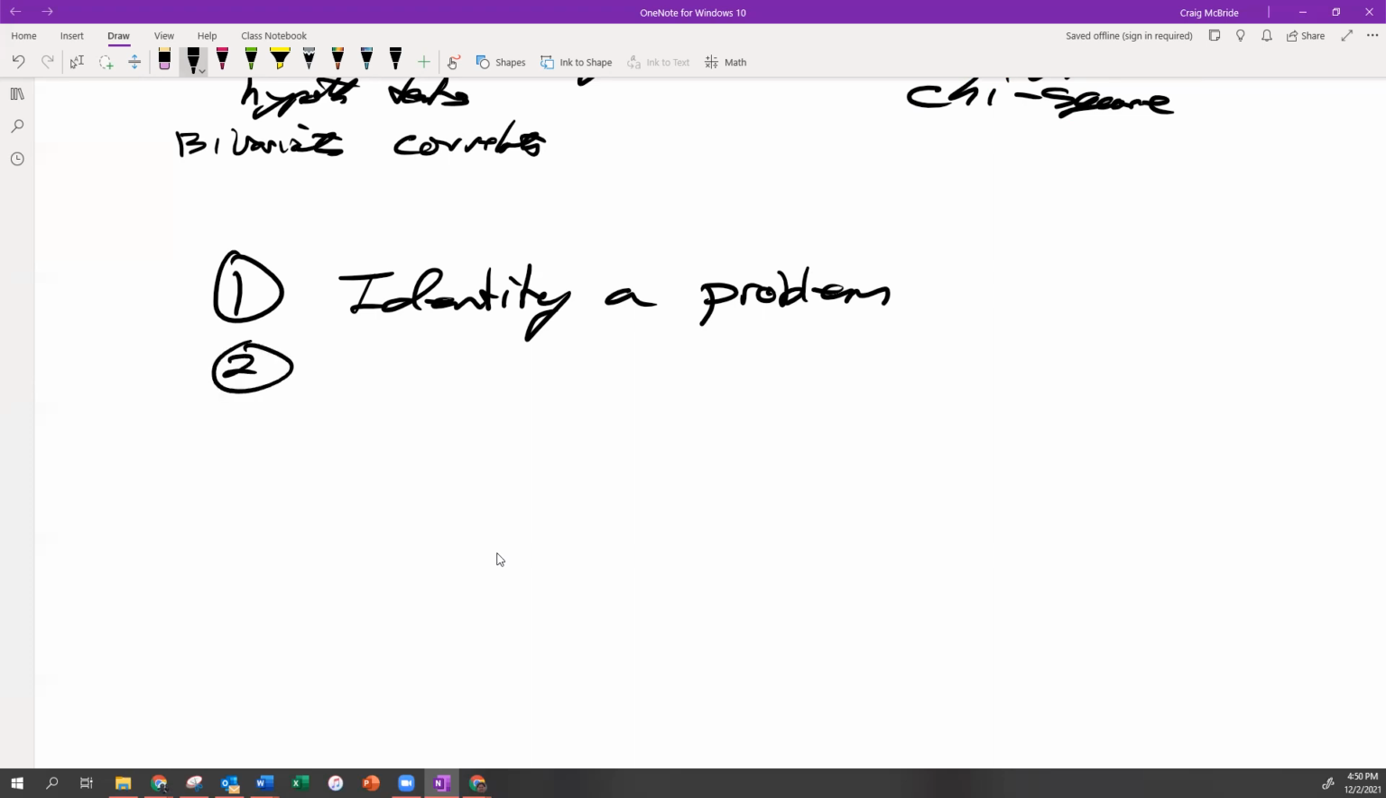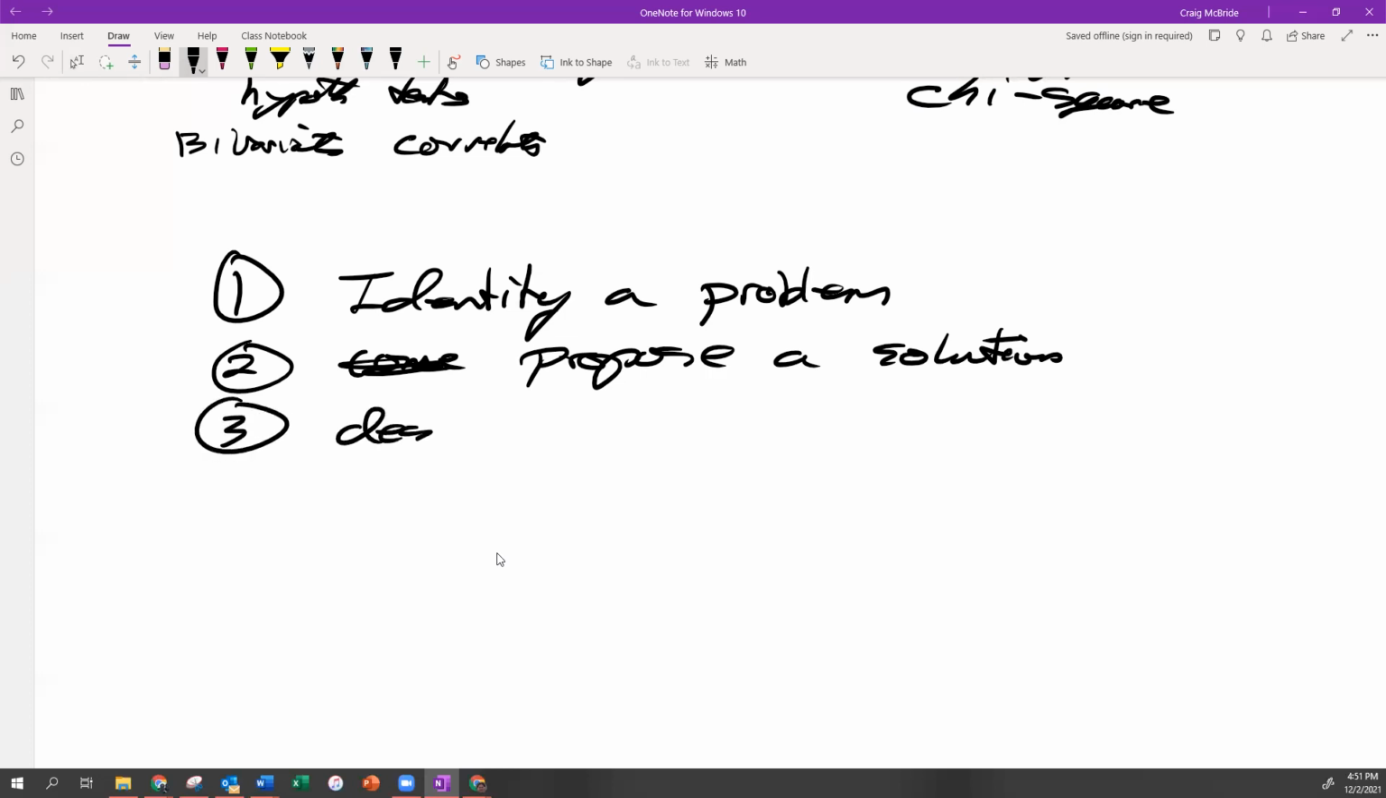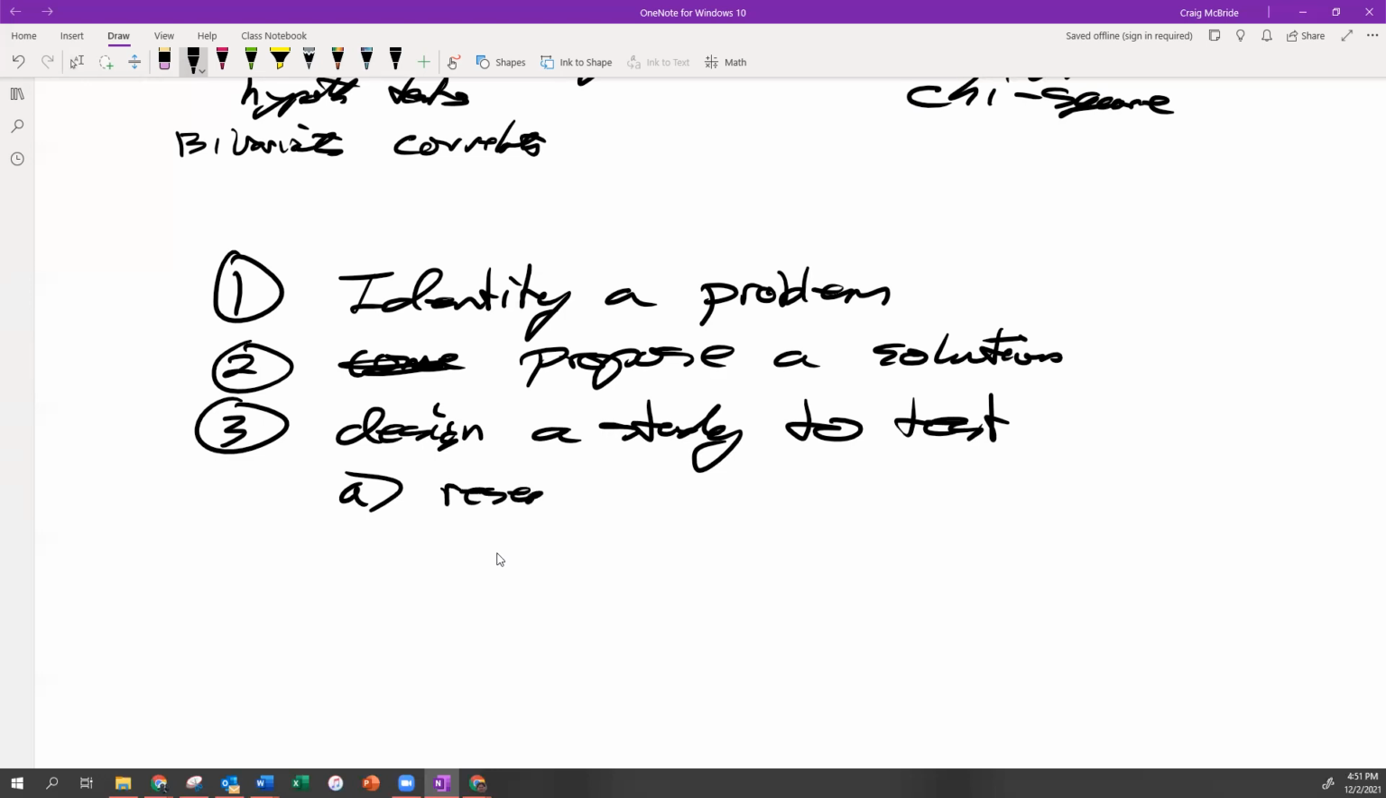And then the second thing you do is come up with a solution, or propose, that's a better word, propose a solution. This is what I think will fix this problem. And now that you have a proposed solution, the next step is to design a study to test said solution. And so that's where you come up with your research questions.